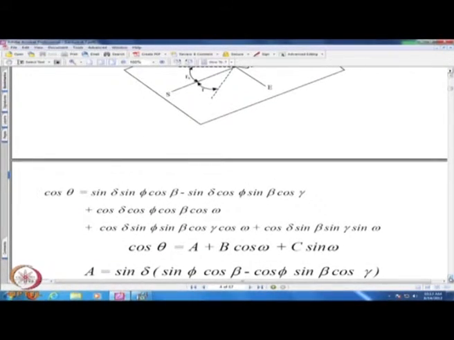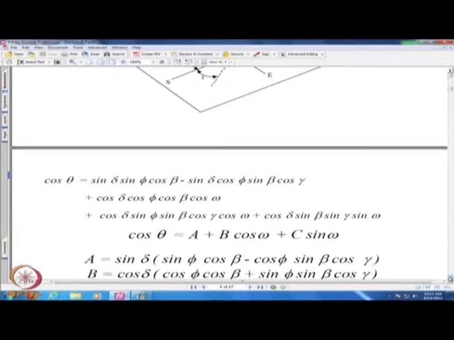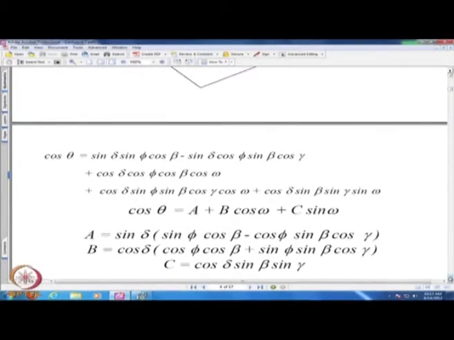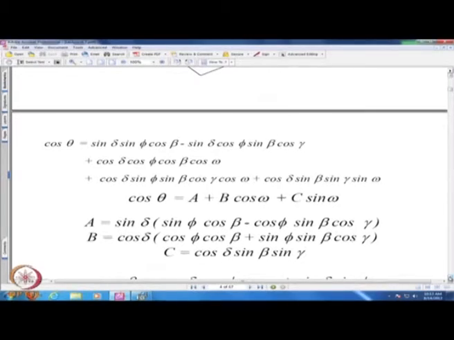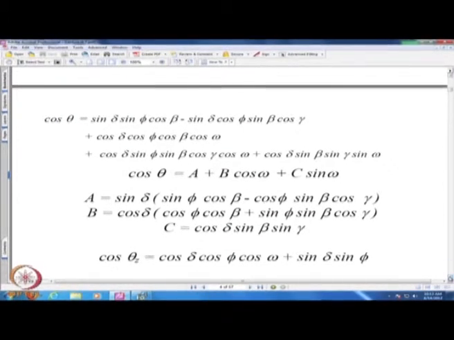That has a long expression in terms of the latitude phi, the slope beta, the declination delta, the time of the day indicated by the hour angle omega, and lastly the azimuthal angle gamma. This can be written in a simplified form as a plus b cos omega plus c sin omega, where the constants a, b and c are defined.